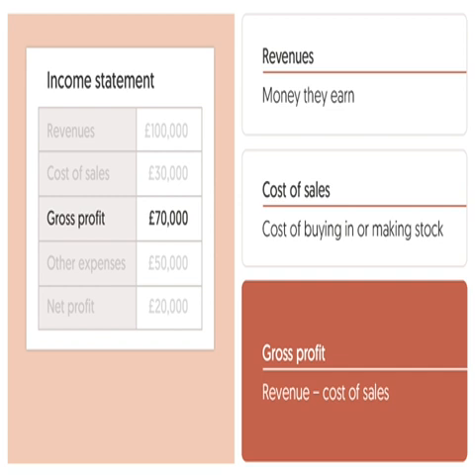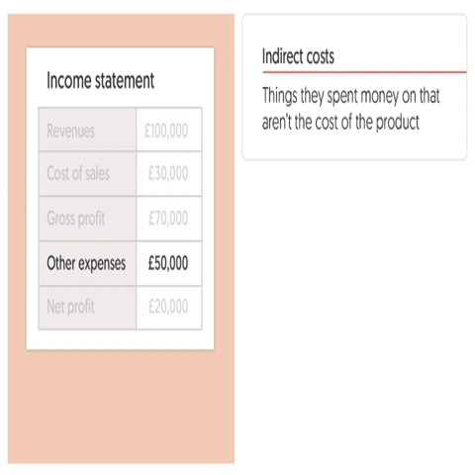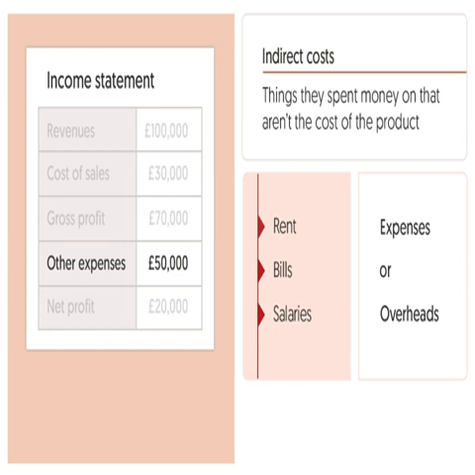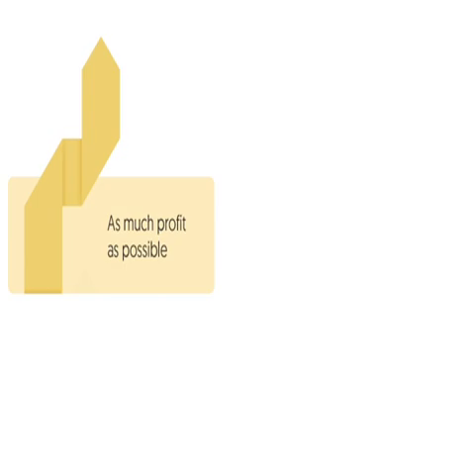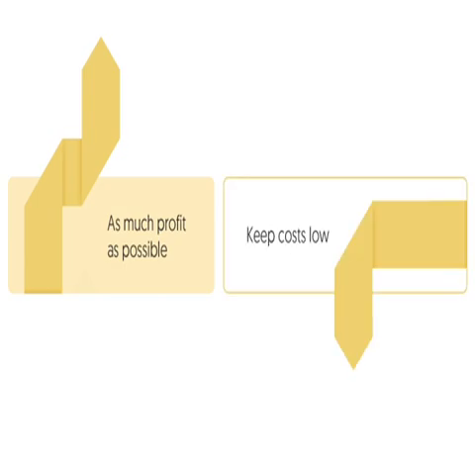Following on from this, the business lists their indirect costs, things they spent money on in the business that aren't the cost of the product. For example, rent, bills, or salaries. These are normally called expenses, but sometimes they're called overheads. If you take your gross profit and subtract your expenses, it gives you your net profit. The idea is to have as much profit as possible and to keep costs as low as possible.